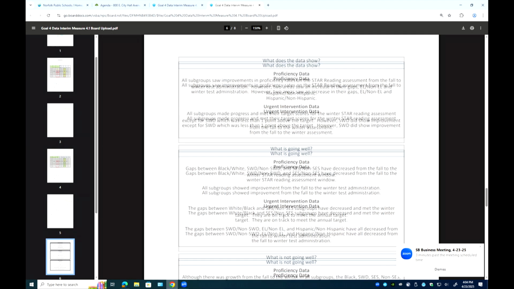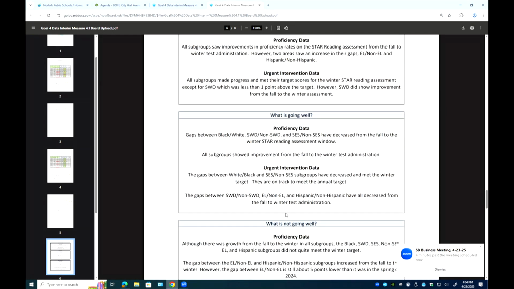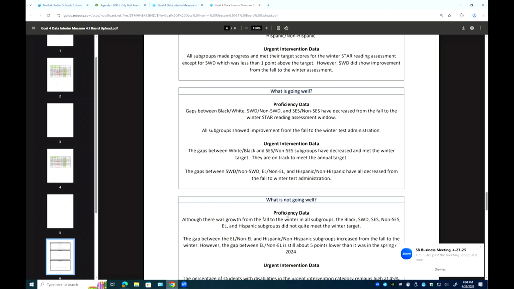So what's going well with the proficiency data? The gaps between our students in the Black and white subgroups, SWD and non-SWD, and SES and non-SES have all decreased from the fall to the winter STAR reading assessment window. So we're seeing a decrease in the gaps, and all subgroups showed improvement from the fall to the winter test administration. For urgent intervention, the gaps between our students in the white and Black subgroups and SES and non-SES subgroups have decreased and met the winter target, and they're on track to meet the annual target.